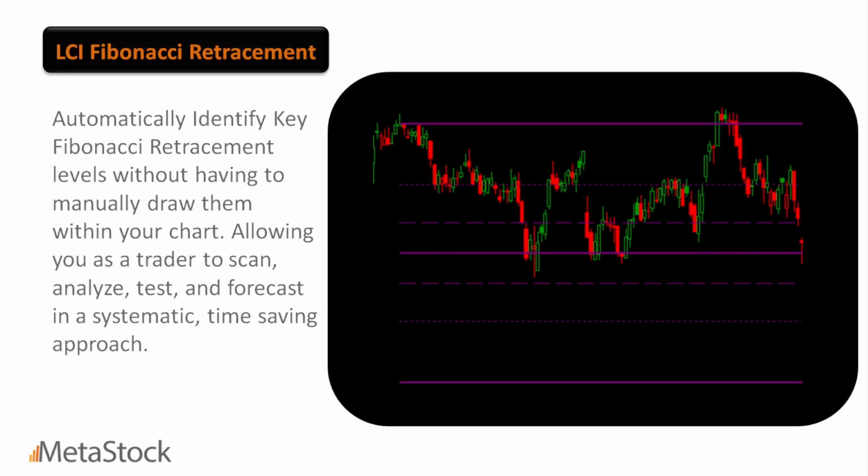Now, along with the support and resistance level indicators, you're going to have your automatic Fibonacci retracement levels. Now, the Fibonacci retracement levels are based off of your high and low points of support and resistance, and it allows you to visually get an interpretation of where these levels are going to be without having to manually draw them within your chart. This allows you as a trader to save hours worth of time and allows you to scan for these levels, analyze, test them, and even forecast them in a systematic and time-saving approach.